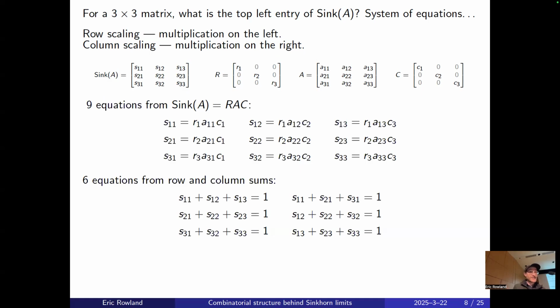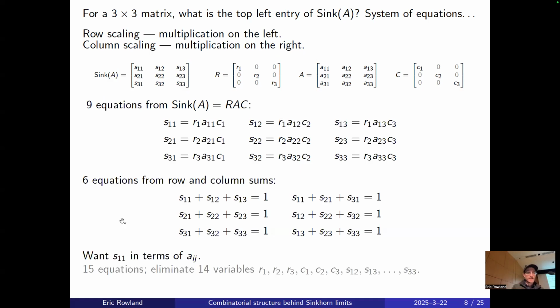And what we want is, from this system of equations, S11, the top left entry of the Sinkhorn limit, just in terms of the original matrix, just in terms of these 9 entries. So we want S11 in terms of the A's. We have a system of 15 equations, and it turns out that we have 14 variables that we don't care about. The 3 variables here, the 3 variables here, and then the 8 variables in S in the Sinkhorn limit that aren't the top left entry.